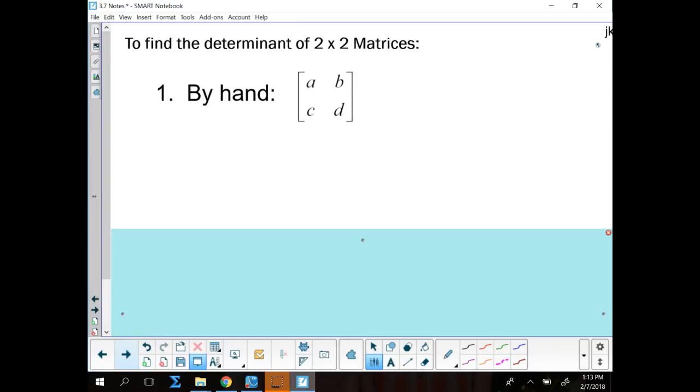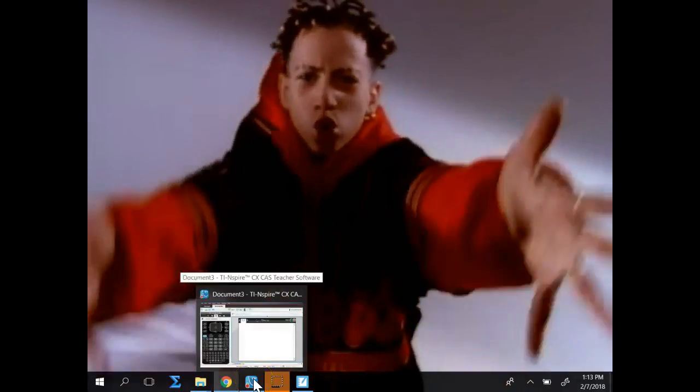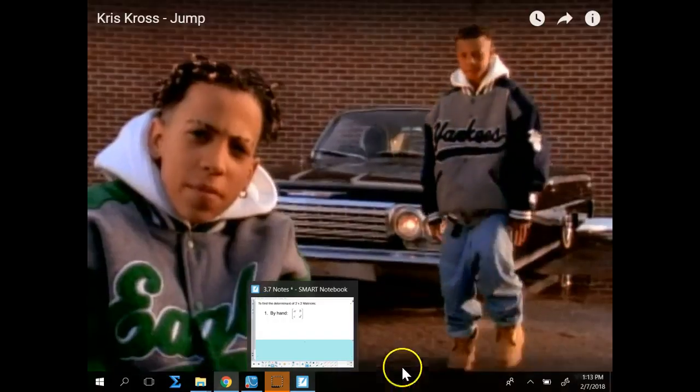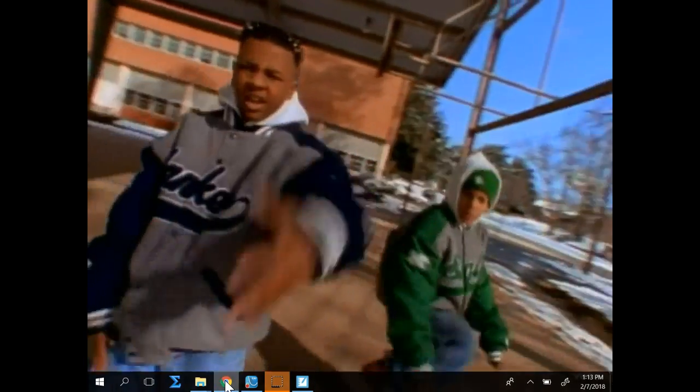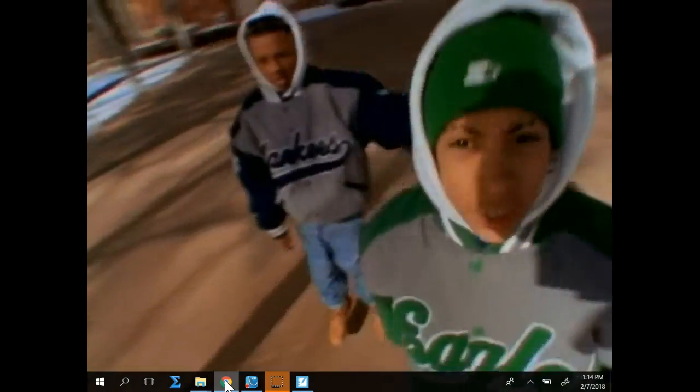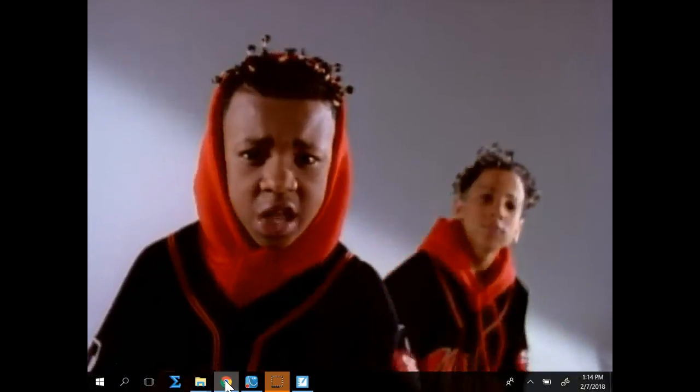So, now, let's do this by hand. Okay? Why are you playing this song? We're playing this song because it's how you find the value of determinants. This is the group crisscross. Okay? Okay? Here it comes.